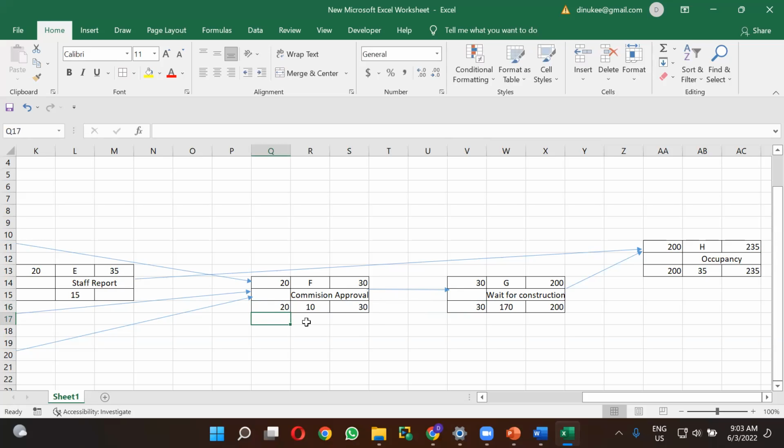Is it clear for you? How to calculate the backward pass calculation? Is that clear?